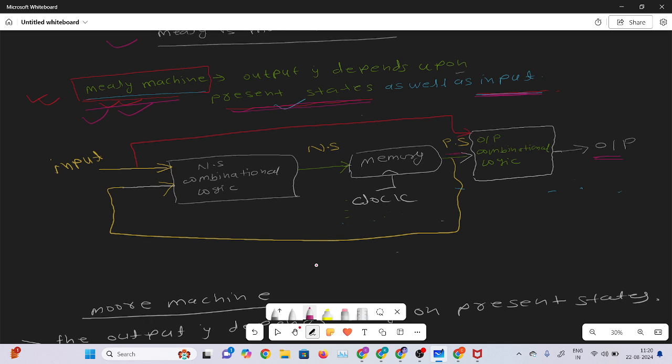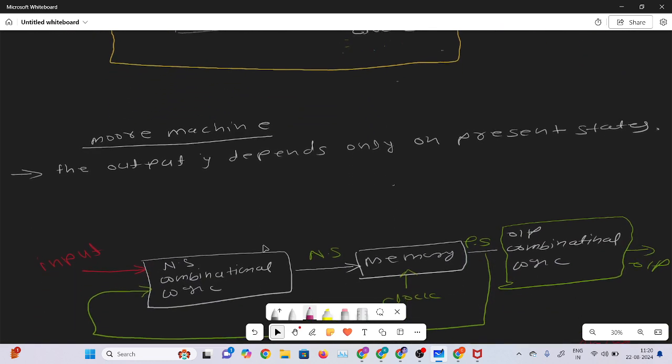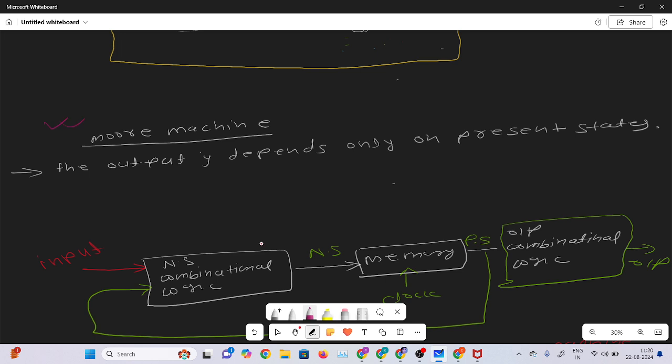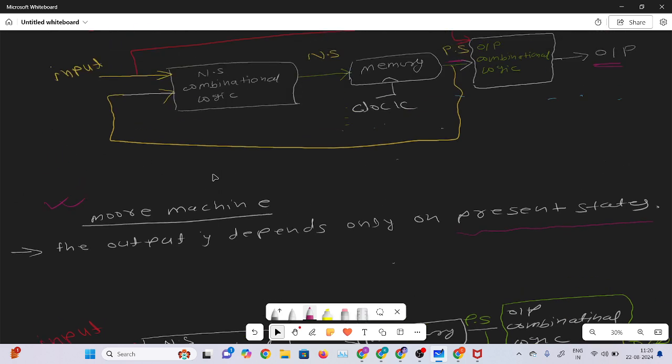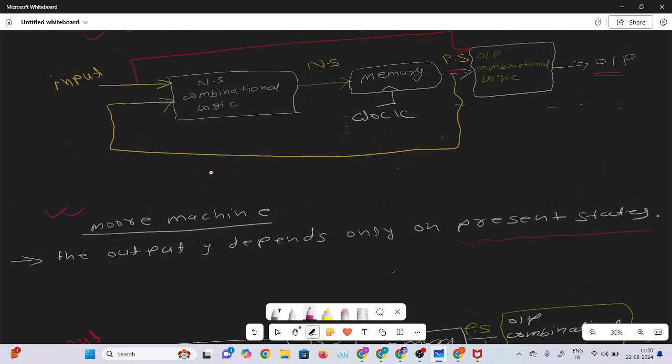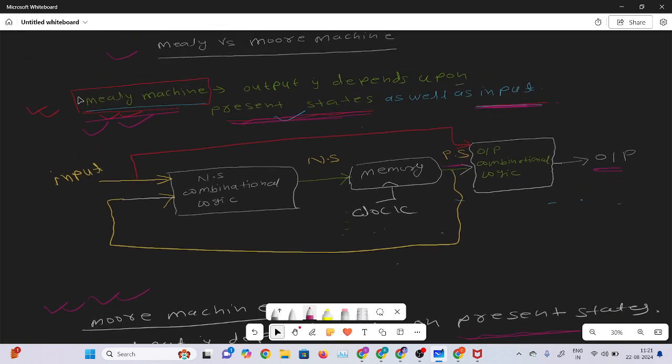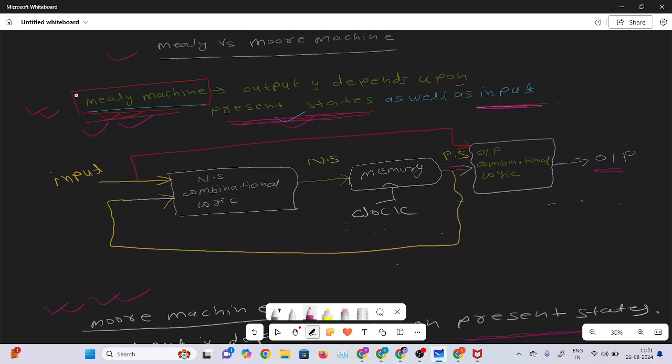So the output depends upon the present state as well as the input value. Now I will discuss the Moore machine. In the case of the Moore machine, the output depends only on the present state. In the Mealy machine, the output depends upon the present state as well as the input.